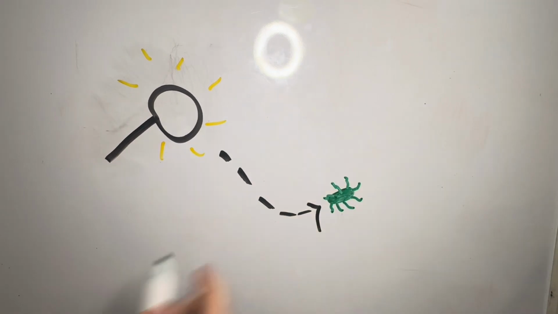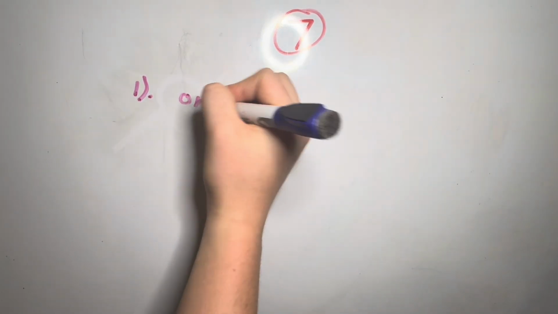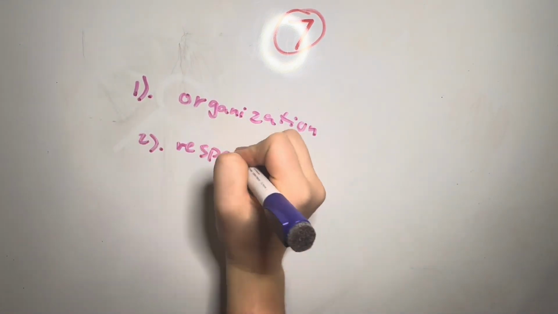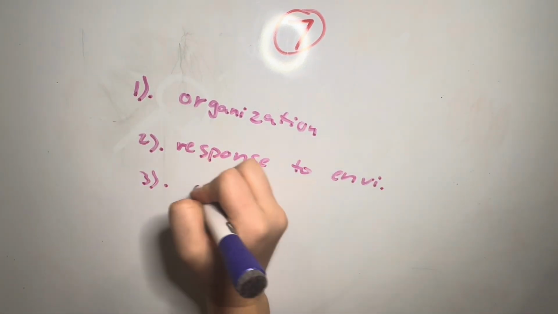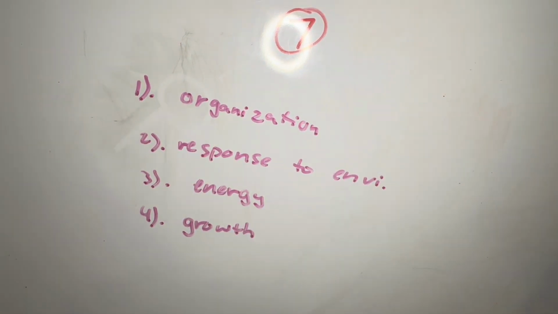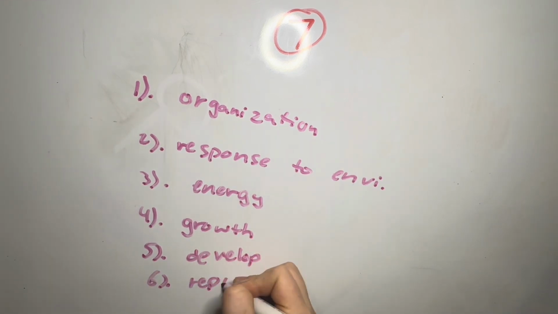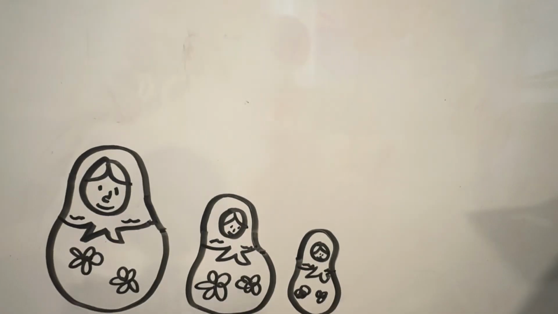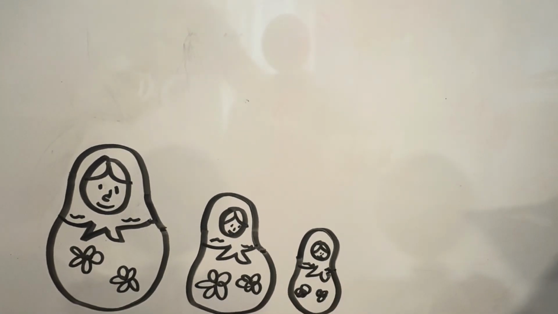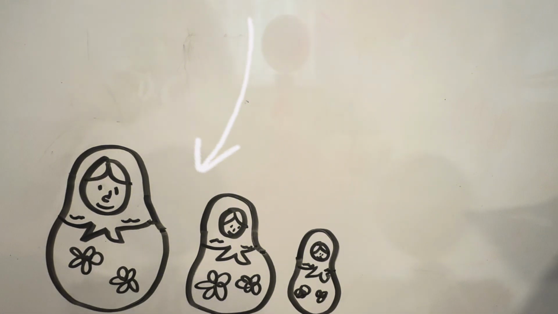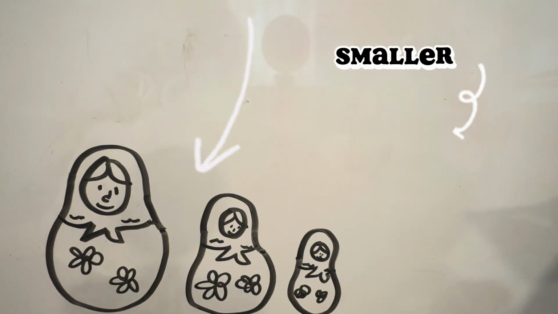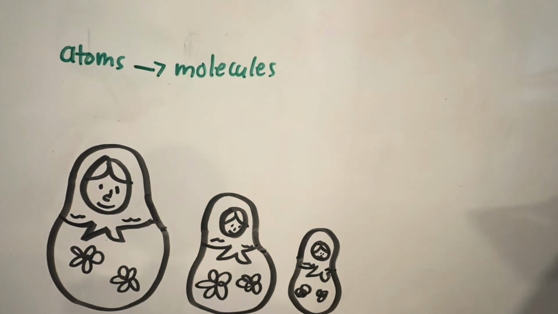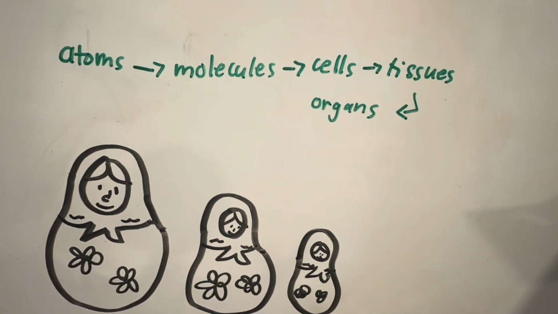All living things, from tiny bacteria to giant whales, share 7 key characteristics. They're organized, respond to their environment, use energy, grow, develop, reproduce, and evolve over time. Think of the levels of organization like Russian nesting dolls. These living things are built from smaller and smaller pieces. First, it starts off with atoms, then molecules, then cells, then tissues, then organs, and finally, whole organisms.